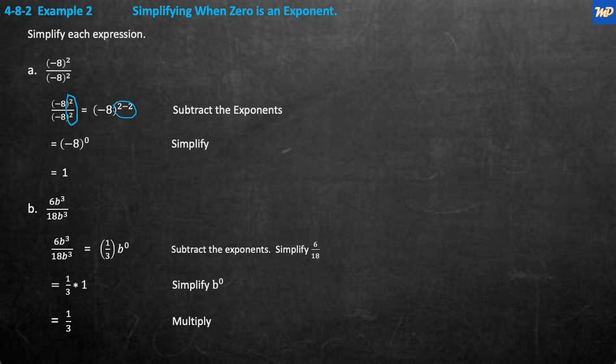And here in this example, we have 6b cubed over 18b cubed. Well, if we expand these out using the commutative law, we can move these around. 6 divided by 18 is 1 over 3, 1/3. And b cubed over b cubed is equal to b to the 0, because it's b to the 3 minus 3. And so we end up with 1/3 times 1, because b to the 0 ends up being 1. So we end up with 1/3 times 1, and the answer is then 1/3.